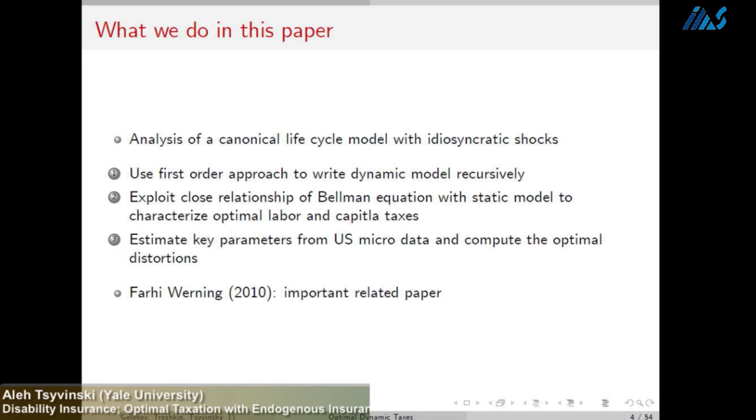And what does recursivity help me with? I think that's, to some extent, the point of most of modern recursive macro: the recursive formulation essentially breaks down the model into a two-period model, which deals with today and tomorrow.